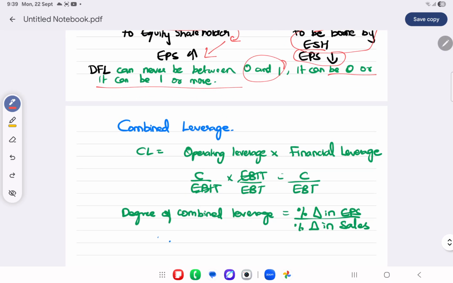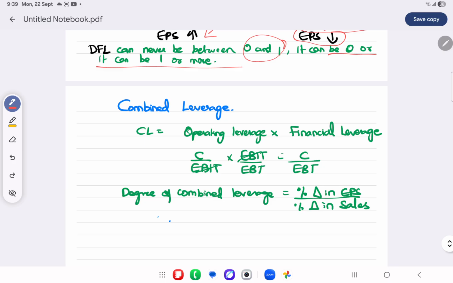Coming to combined leverage, it means operating leverage into financial leverage. It measures the total risk of the firm. Now, operating leverage is contribution divided by EBIT and financial leverage is EBIT divided by EBT. Cancelling EBIT, we get contribution divided by EBT. So, degree of combined leverage is equal to percentage change in EPS divided by percentage change in sales.